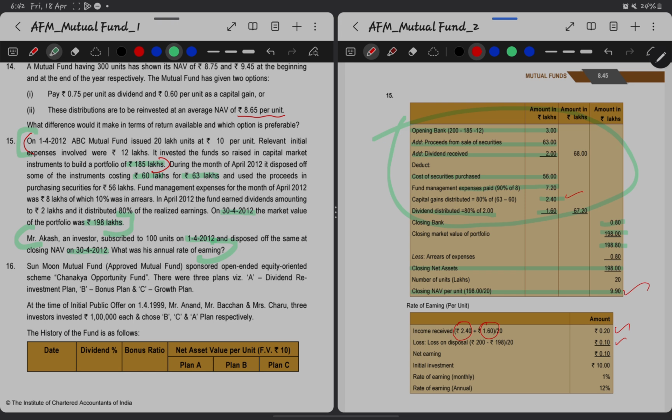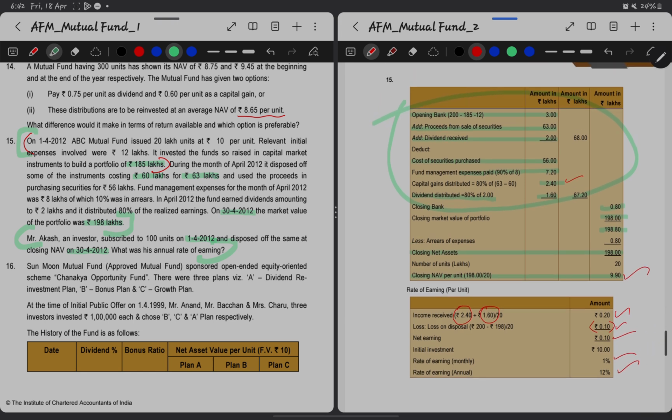Net earnings will be, so this will be reduced from 0.2, so net earnings is 0.1. Initial investment is 10 rupees, because he has invested only 10 rupees per unit. So 0.1 divided by 10 into 100 will give us the monthly return, which is 1%, and for yearly it is 12%. Thank you.